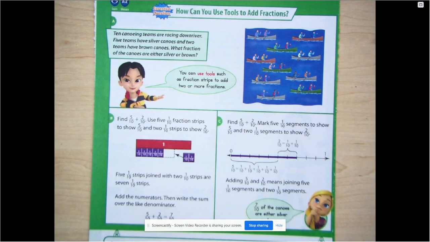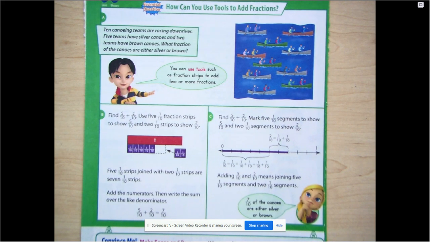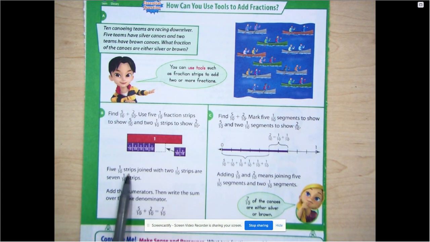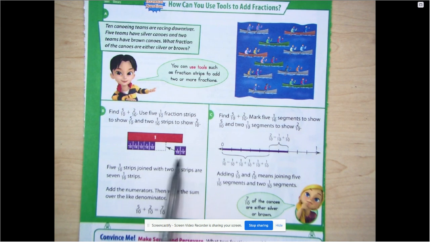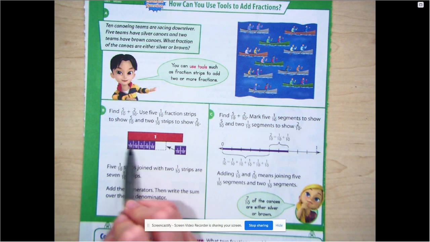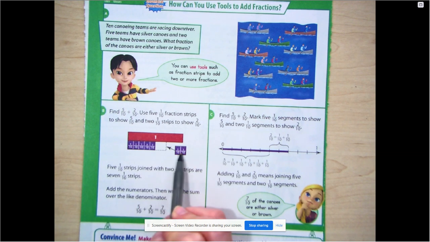If you flip your page over, they're going to show us two examples of adding 5/10 and 2/10. And when taking a look at this, we want to think about, why doesn't the denominator change? And they're showing you here. Here you have 5 1/10 strips and 2 1/10 strips. When we add those together, we get 1, 2, 3, 4, 5, 6, 7 of these 1/10 strips.